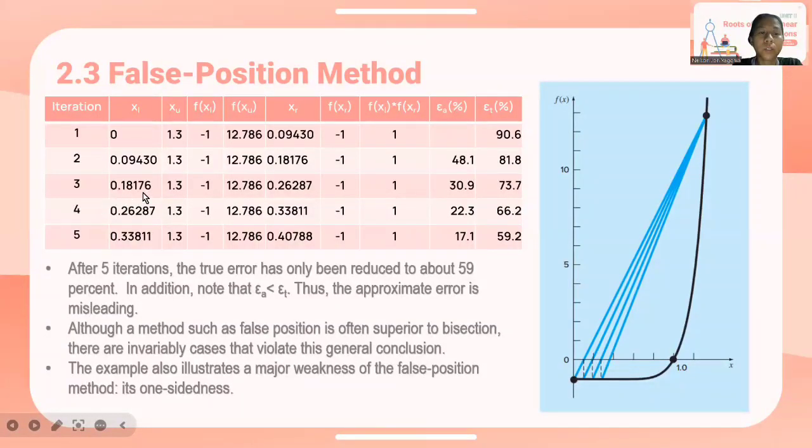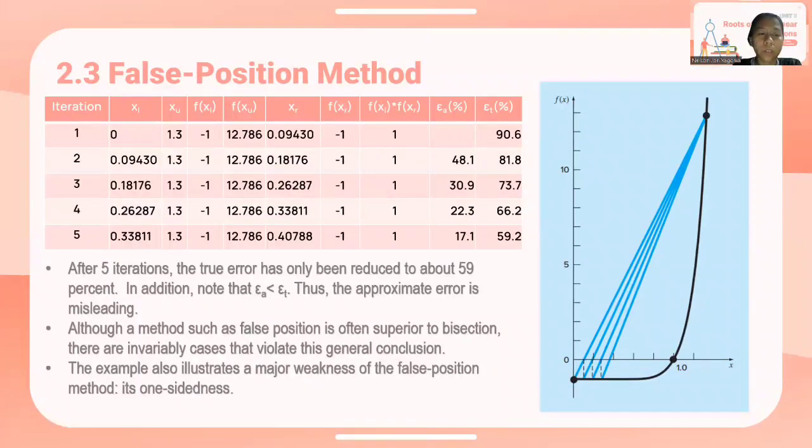For the third iteration, XL is 0.18176, XU is still 1.3. XR is 0.26287 and the function of XR is -1. For the fourth iteration, XL is 0.26287, XU still 1.3. XR is 0.33811. Function of XR is -1. The approximate error is 22.3 and the true error is 66.2.